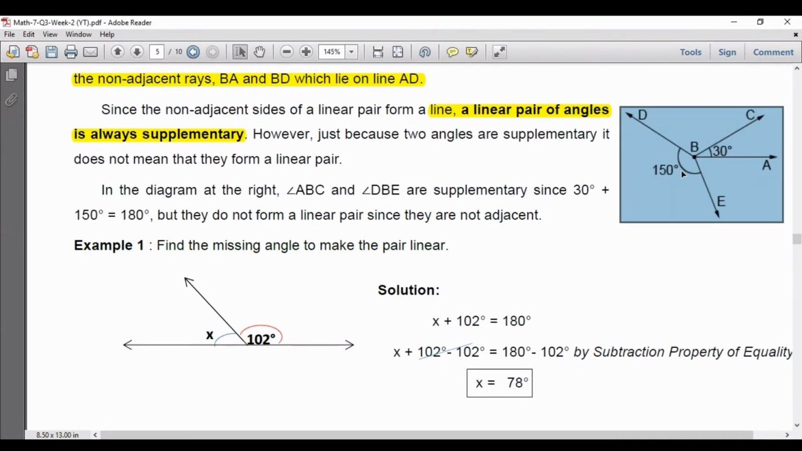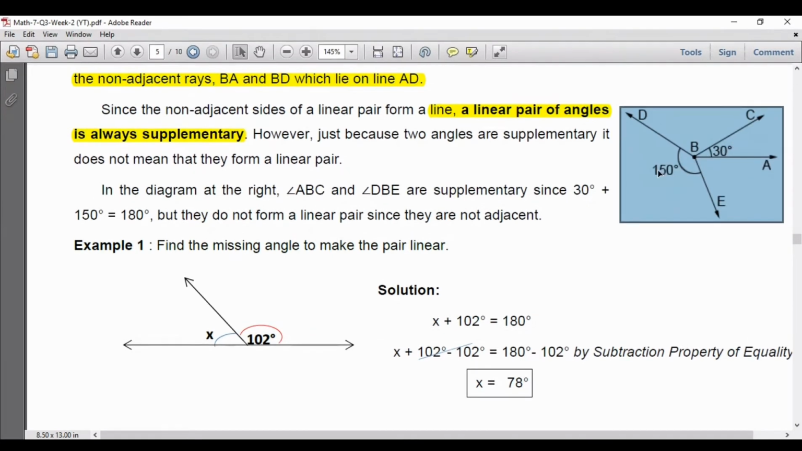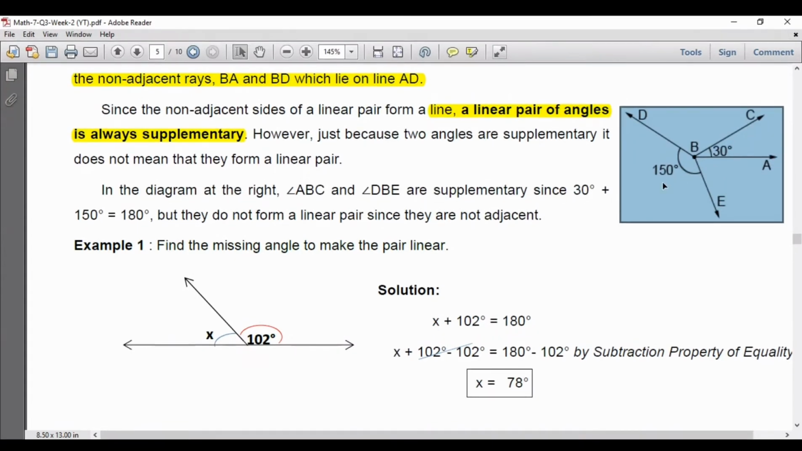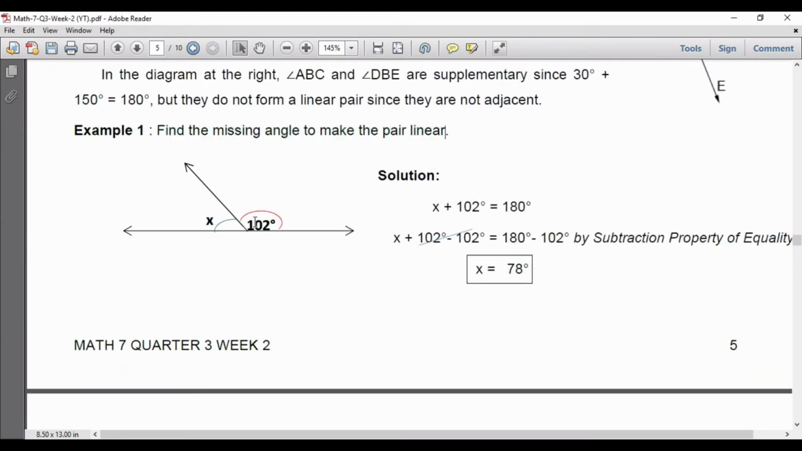Because the definition of supplementary angles is that the sum of their measures is equal to 180 degrees, they are supplementary angles. And then again, they are not a linear pair. So find the missing angle to make the pair linear.